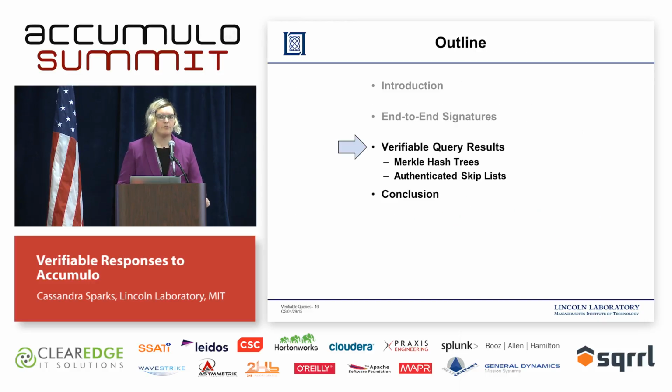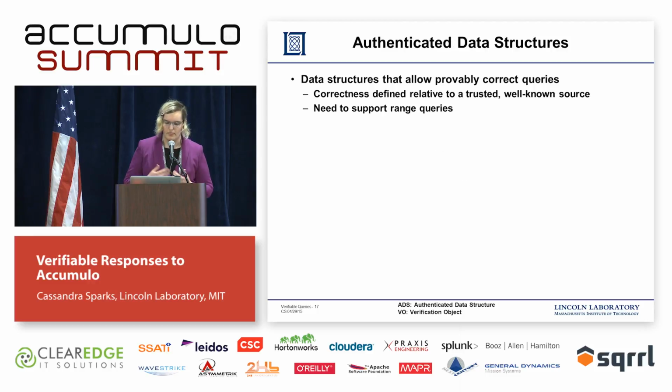In the rest of the talk, I'll talk about a technology called authenticated data structures that does support all three of these security properties that we'd like to have. And it's also much faster. I'll go over what these are at a high level, and I have two examples of authenticated data structures that we've investigated for using in Accumulo. Overall, authenticated data structures, or ADSs, are data structures that allow provably correct query results.